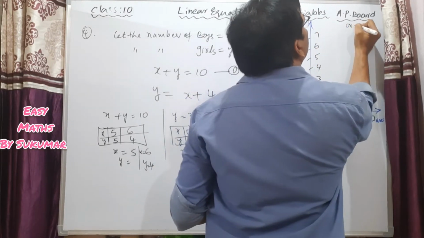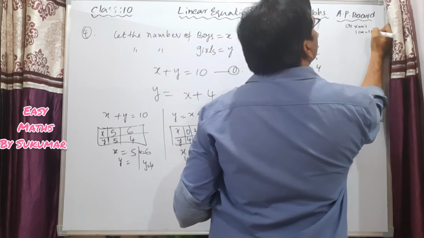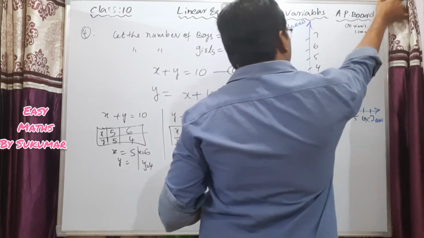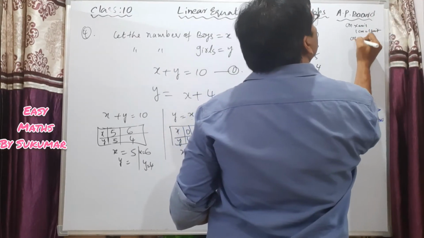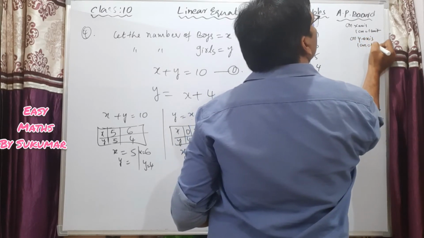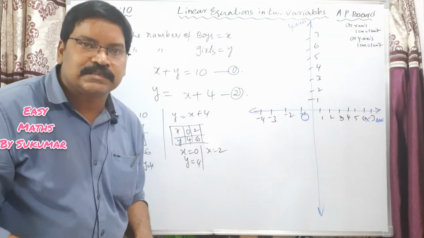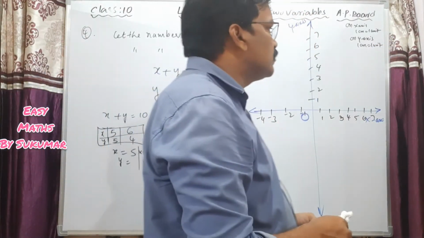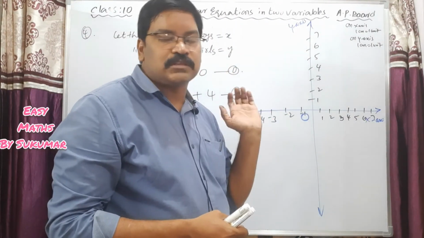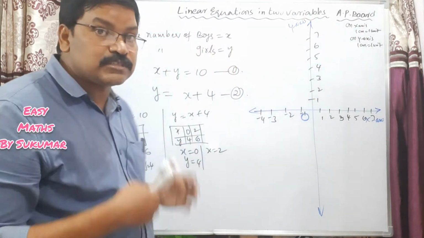That means on the x-axis, 1 centimeter is equal to 1 unit. On the y-axis, 1 centimeter is also equal to 1 unit. Both on the x-axis and y-axis, 1 centimeter is equal to 1 unit. You must write the scale. For writing the scale also, my dear students, we will get marks. Marks will be allotted for the scale also.